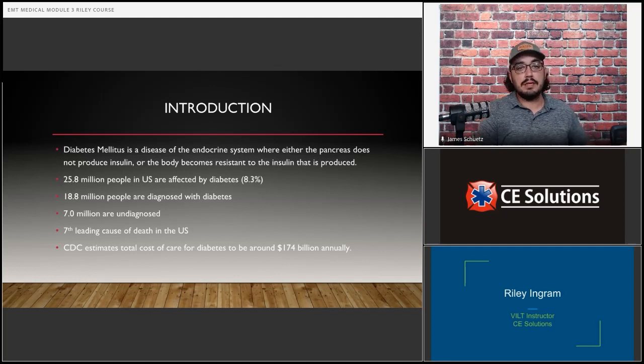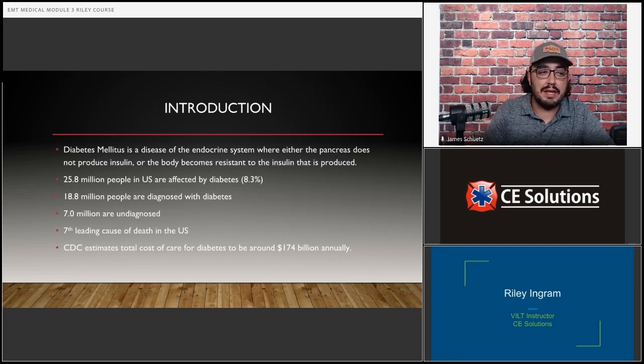Okay. This disease is going to affect approximately 25.8 million people in the US. All right. It's about 8.3% of the population. 18.8 million people are diagnosed with diabetes, and this is going to be 7.0. So 7 million, excuse me, are undiagnosed, living with some type of diabetic symptom. Okay. And we're going to jump into these symptoms a little bit as we get into it, depending on which end of the spectrum you're on, as to what kind of symptoms we're going to be looking at. But we are looking at 7 million people that don't even know they have diabetes. That's crazy if you think about it.